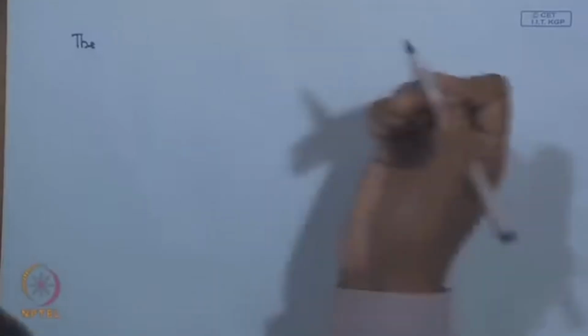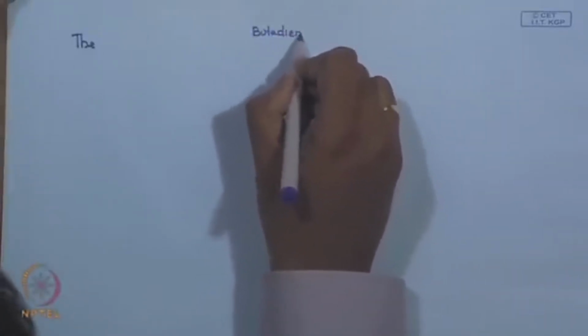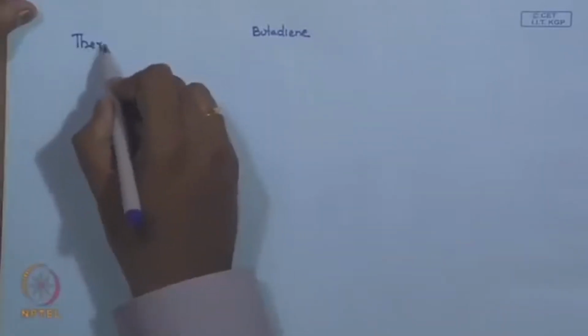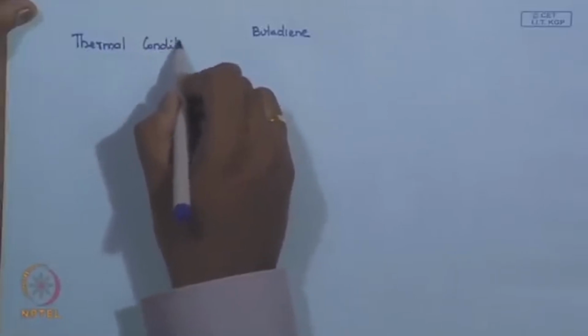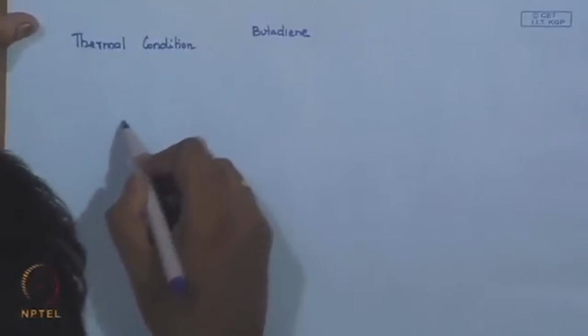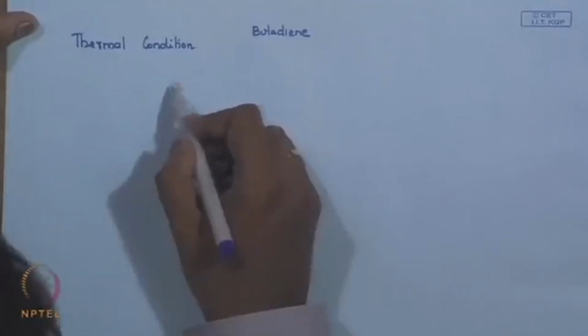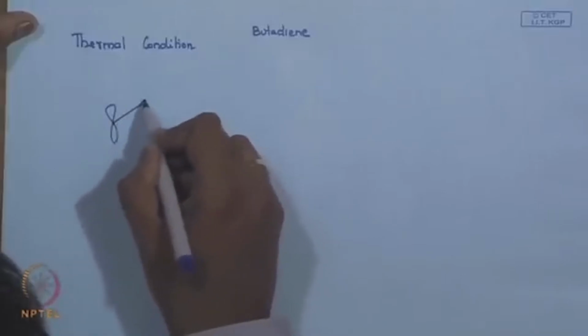Now, we will do the thermal condition. Now, I will take a 4n pi system. So, I will take butadiene because it is a simple system. I will just understand its stereochemistry in thermal condition and see what happens in thermal condition. So, I have a cyclobutadiene, for example, I will just go with the orbital.